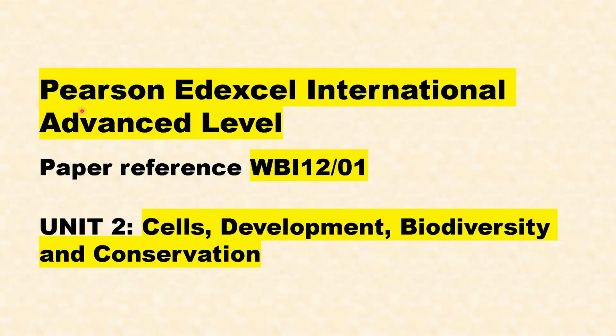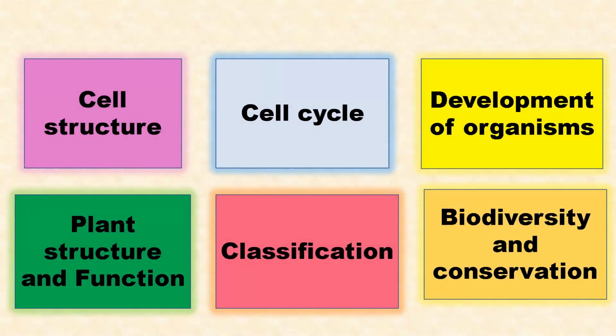Currently, we are focusing on Pearson Edexcel International Advanced Level, paper reference WBI 1201, Unit 2, which covers cells, development, biodiversity, and conservation. If you watched my introduction video, you know there are 6 key topics here. Today we are focusing on cell structure.